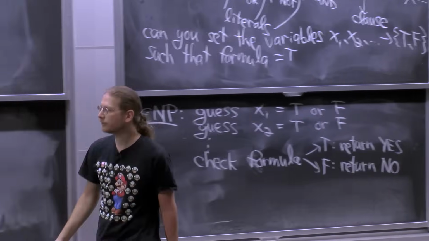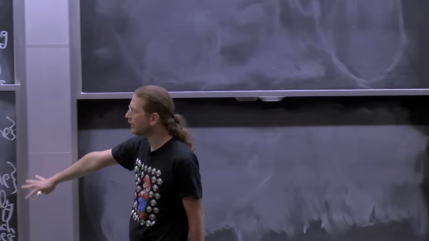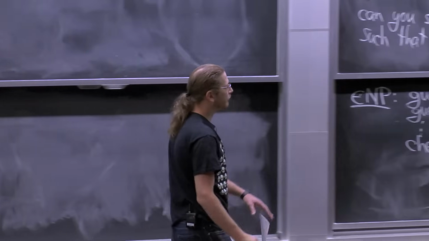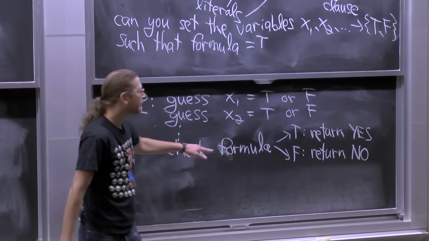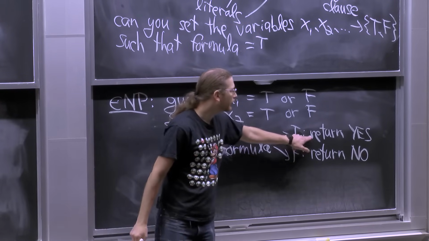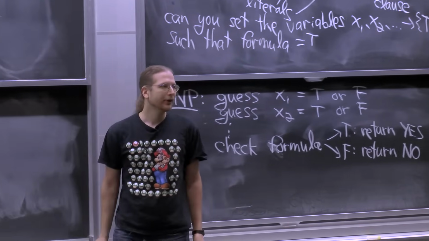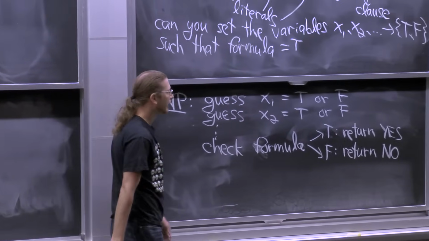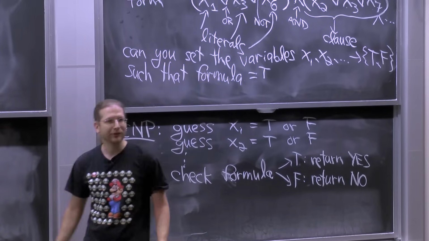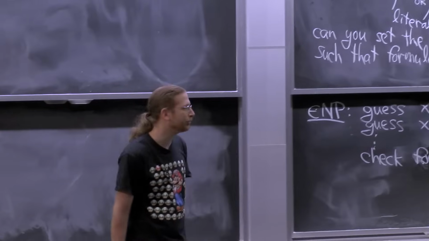And because NP is biased towards yes answers, it always finds a yes answer if you can. If there's some way to satisfy the formula, then I will get it. If there's some way to make the formula come out true, then this algorithm will return yes. If there's no way to satisfy it, then this non-deterministic algorithm will return no. That's just the definition of how non-deterministic machines work.